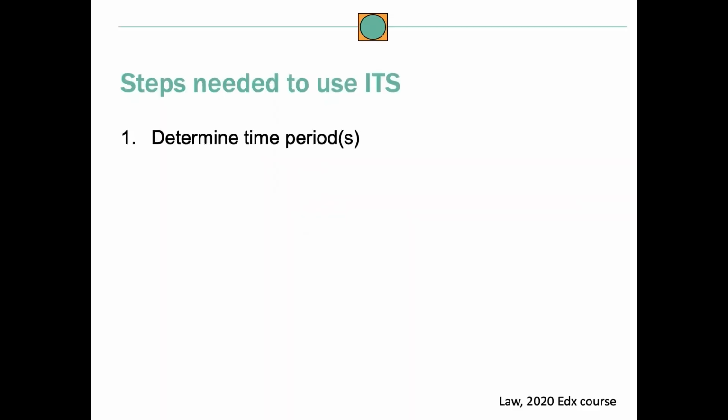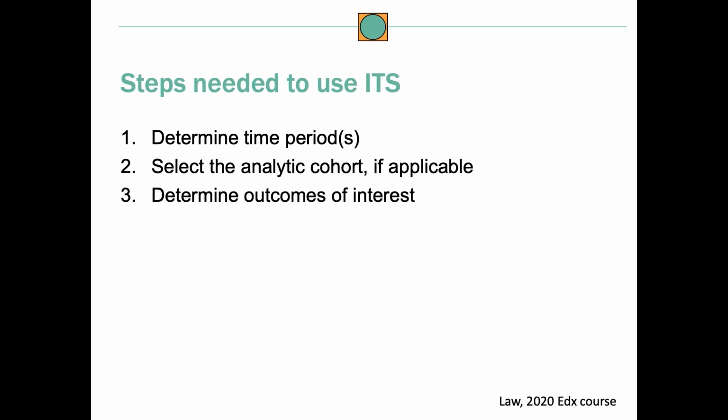So the steps that we need to complete the interrupted time series should be familiar at this point in time. The first thing we need to do is to determine the time periods. We need to know the analytic cohort. And from our research question, we know that our intervention group is Gold Coast number 9 and our control group is North Troy number 28. We need to determine the outcome of interest. Again, from our research question, we know it's the use of ANC, specifically the constituency rate of 4th ANC visits.